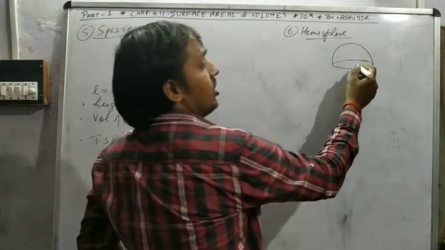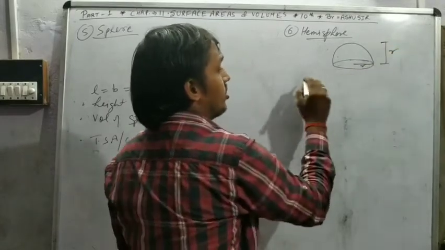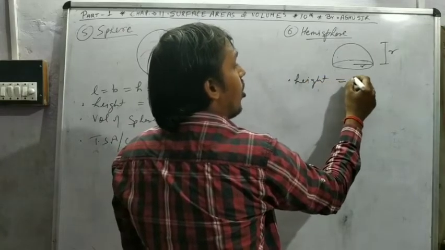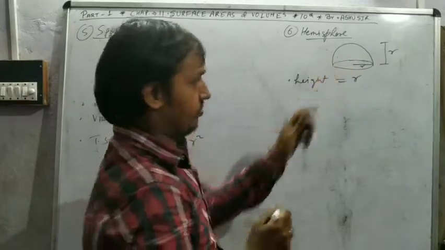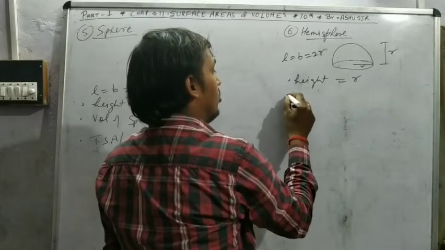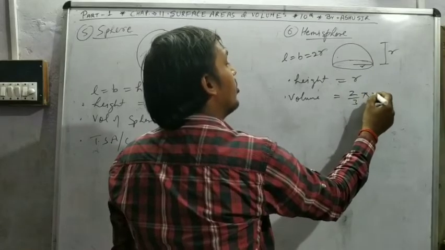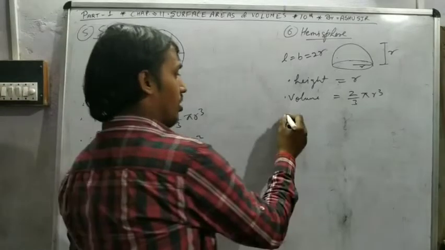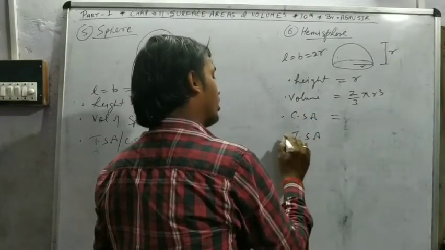Here is a circular base. So this is also a radius. Height is r. Here 2r, here r. But length and breadth are also 2r and 2r. Volume is half of the sphere. Here 4/3, here 2/3. But CSA and TSA are different for the hemisphere.